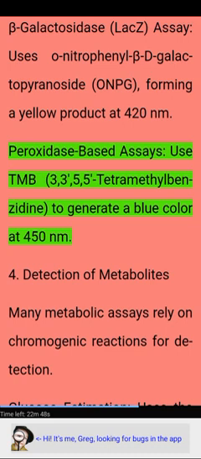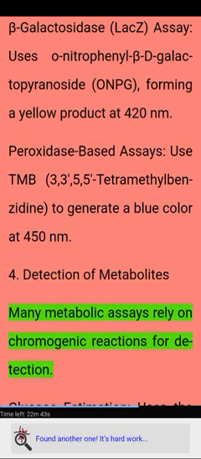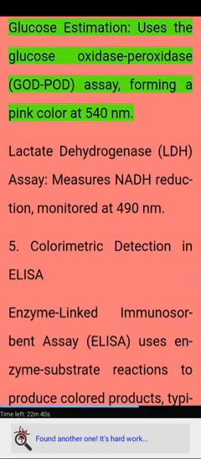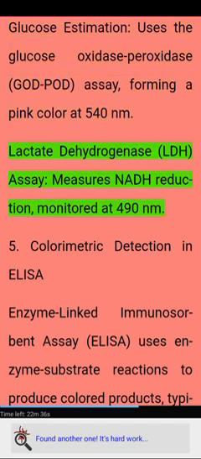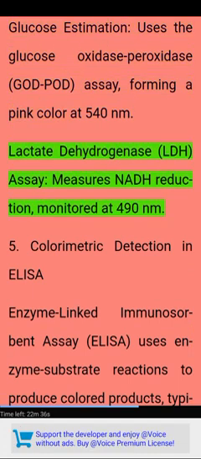Peroxidase-based assays use TMB (3,3',5,5'-tetramethylbenzidine) to generate a blue color at 450 nanometers. 4. Detection of metabolites. Many metabolic assays rely on chromogenic reactions for detection. Glucose estimation uses the glucose oxidase-peroxidase (GOD-POD) assay, forming a pink color at 540 nanometers. The lactate dehydrogenase (LDH) assay measures NADH reduction, monitored at 490 nanometers.